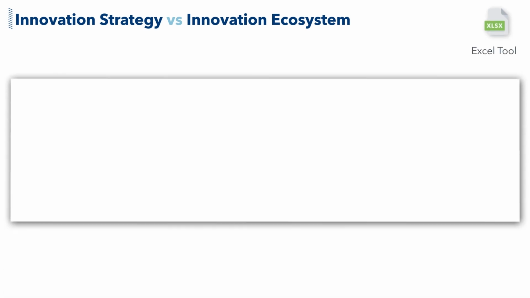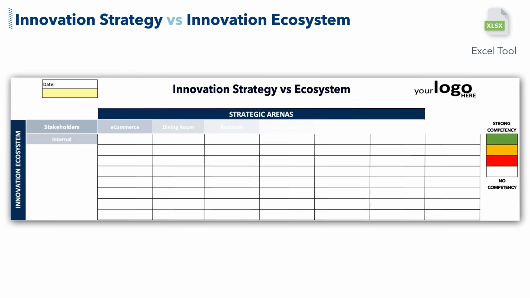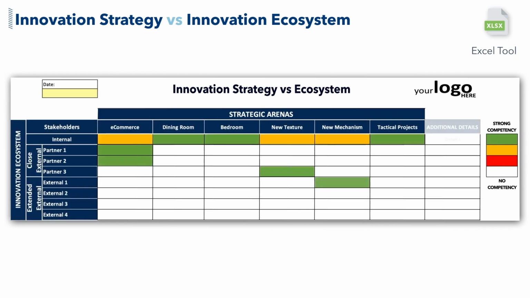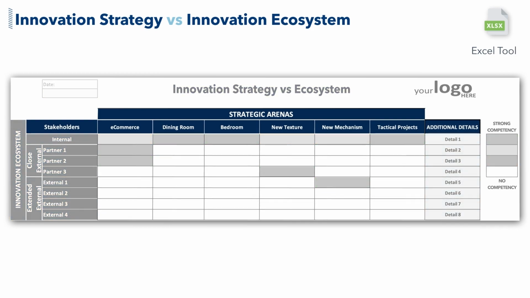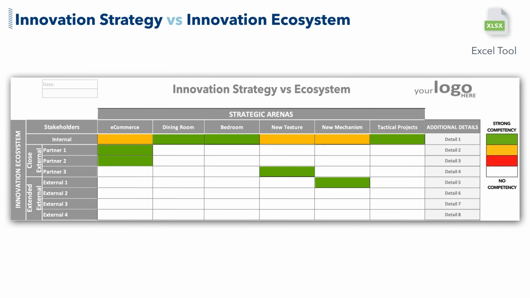Here's an example of the strong link between the innovation strategy and the innovation ecosystem. Let's take this example of a furniture manufacturer who will contribute to the success of each strategic arena. The strategic arenas, which are the arenas of focus for the innovation, have been identified at the top. Then the furniture manufacturer evaluates the capability of internal resources to contribute to developing each specific strategic arena, or decides if the innovation would benefit from developments with external partners. The scale represents the level of core competency from strong to none.